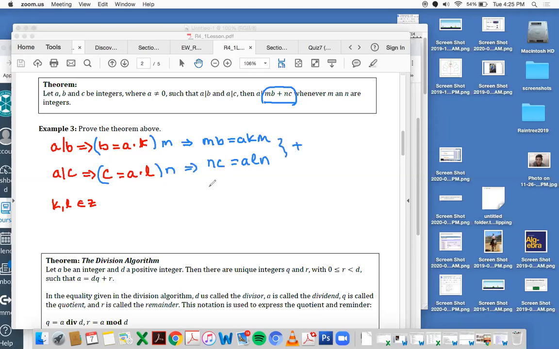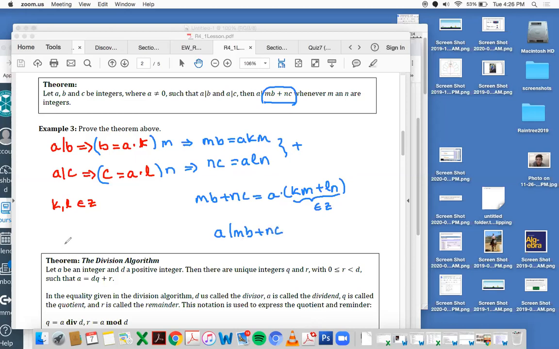Now we're going to add these together. So basically my goal is to get this expression somehow, right? So MB plus NC is going to be A times (KM plus LN). All right, cool. And this is basically done because what this says is that I have this number equal to A times something that's an integer, because K and M and L and N are all integers. This sort of sum-product thing is going to be an integer itself. So because this number is A times an integer, then A is going to divide MB plus NC.